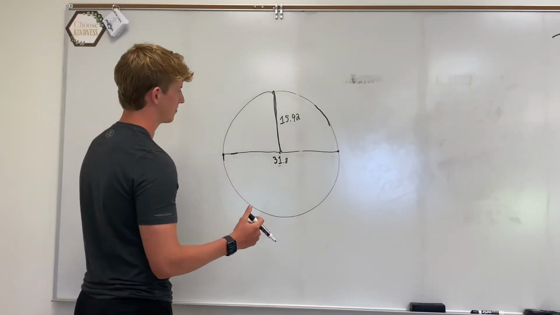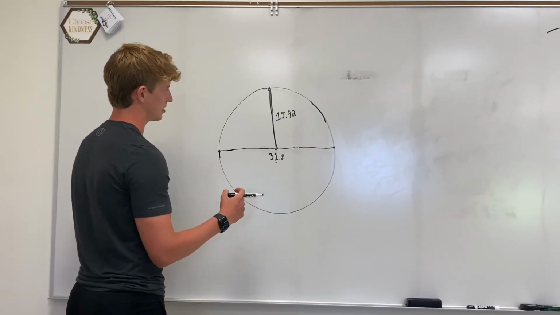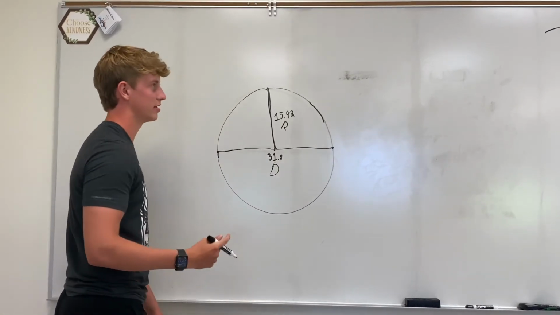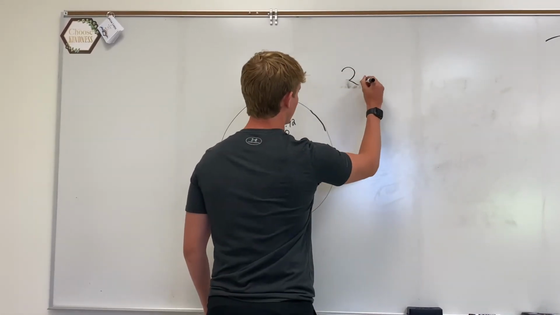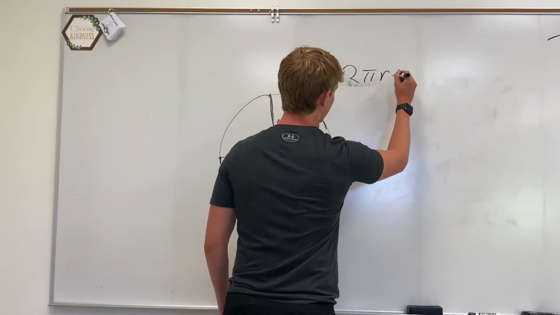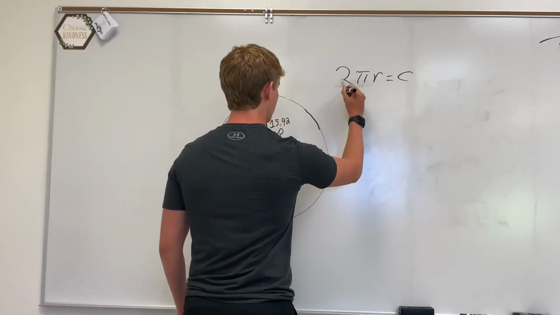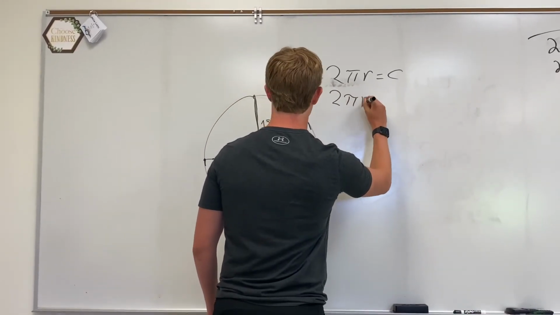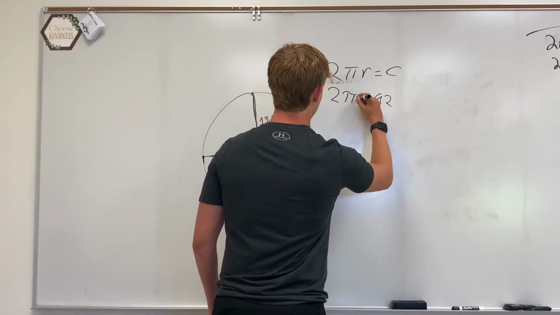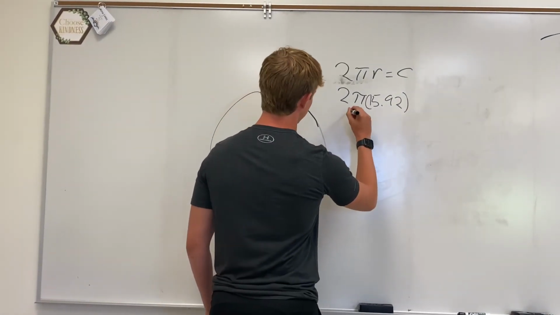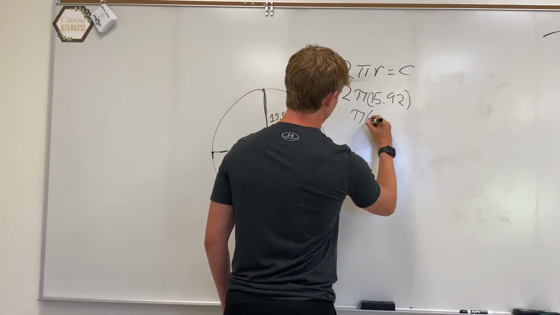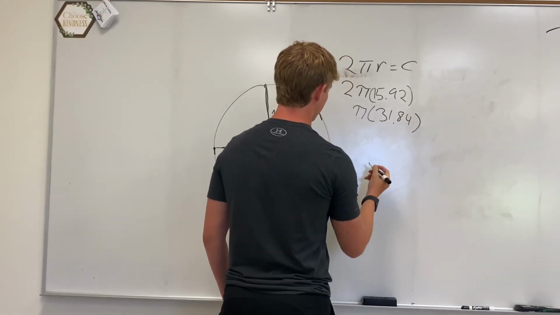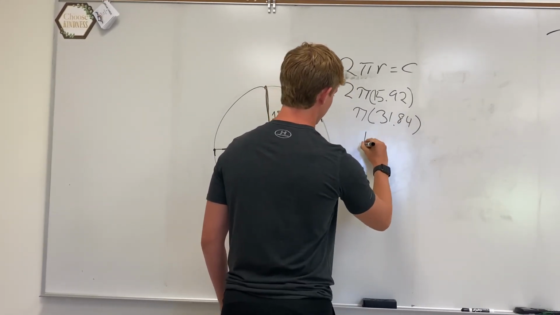Alright, so to find the circumference, we're going to need to backtrack. The circumference is the distance around the circle. Now this is the radius, this is the diameter. Now we can do this one of two ways. We can either do 2 pi r equals circumference. And then we need to plug it in. So 2 pi, and then take 15.92. Then we put the 2 into 15.92, and we would get 31.84. Then finally, put the pi into 31.84, you get 100.